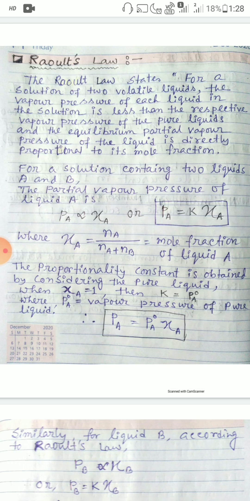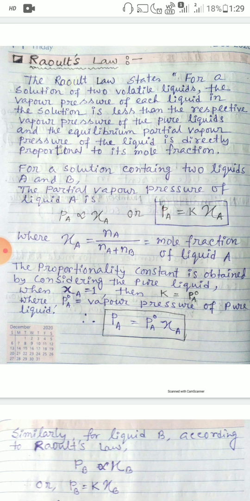If you take only one volatile liquid, then the total pressure of the liquid is equal to its partial pressure and its vapor pressure. But if you make a binary solution by taking two liquids, then you will see that their partial pressure and total pressure will not be equal. In a binary solution, you can apply Raoult's law and calculate the partial pressure of the different components of a binary solution.